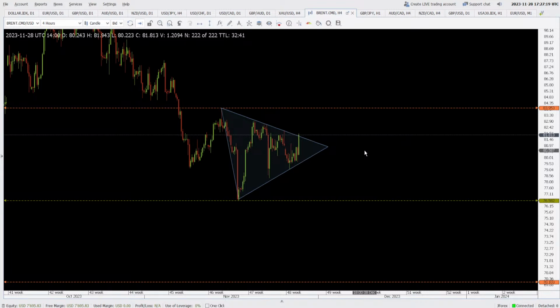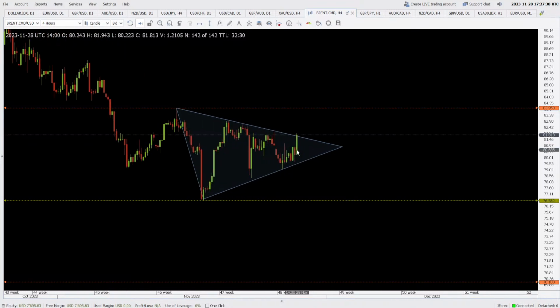My code Z2C NRL, I don't understand that. I'm sorry. So my point here is that if you see this breaking out to the upside, expect huge resistance around 83.95. On the downside, you can expect 76.58 to act as a good support.